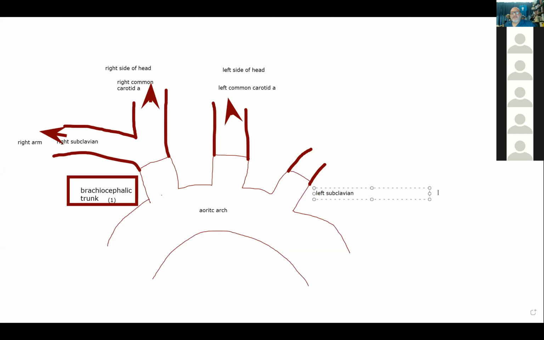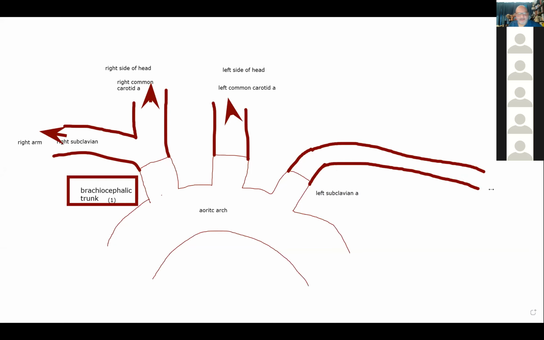For both the left and the right subclavian arteries, as we just finished mentioning, it goes under the clavicle, basically to the armpit, where it then feeds into the axillary artery. And again, this would be the left.